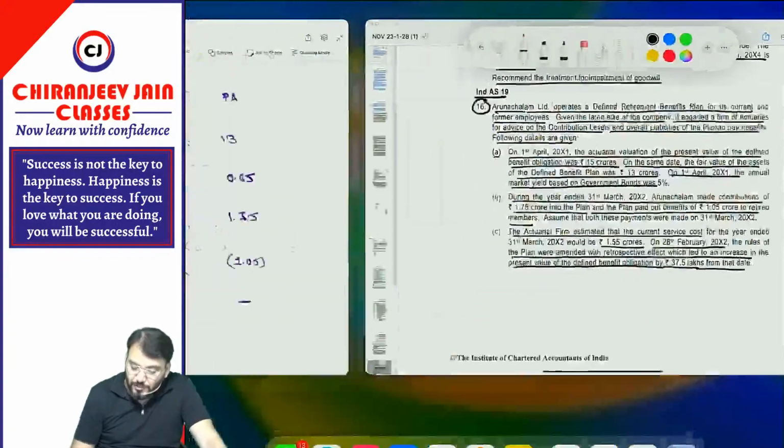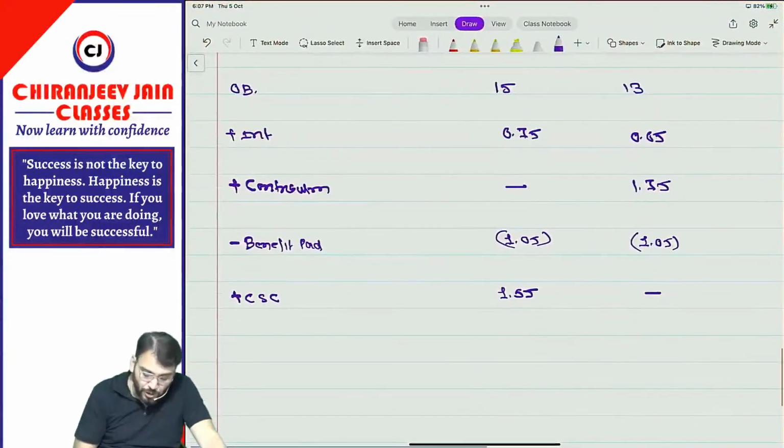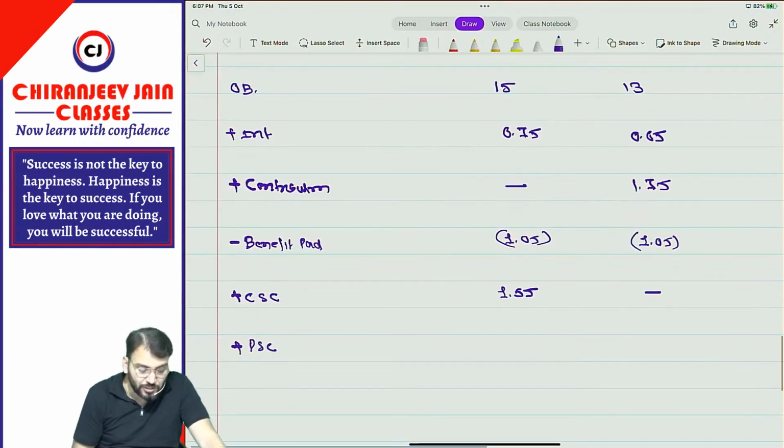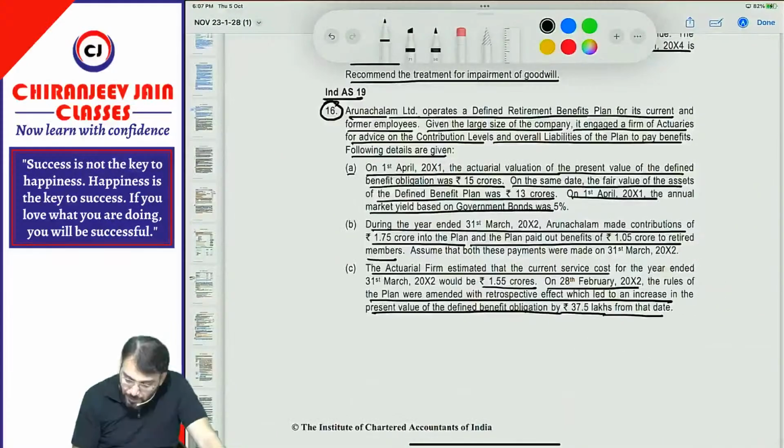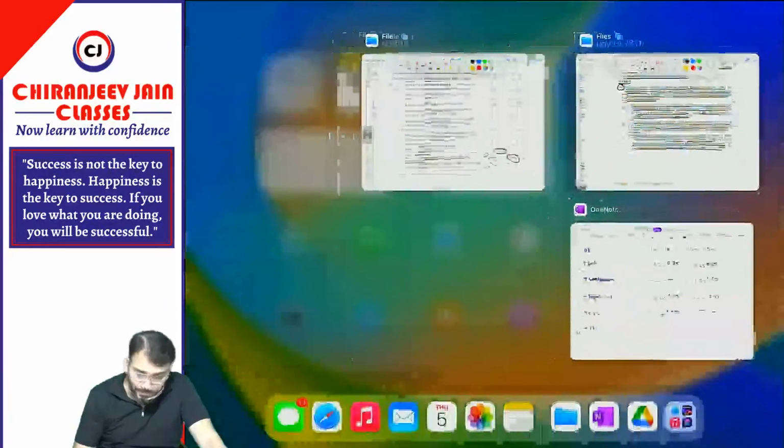Means it is a past service cost. The past service cost will increase what? Past service cost will increase your DBO. So it is 30. How much? It is 37.5 lakhs given. Lakhs. It will be 0.375.